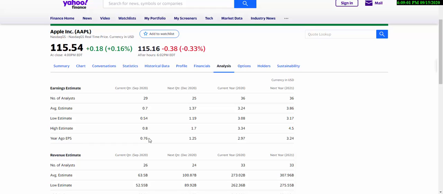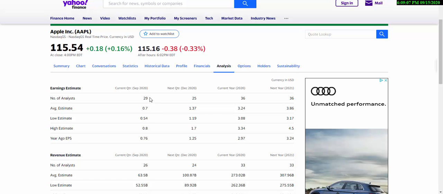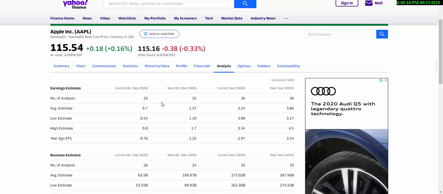The information here is from last year, and this is the average. For example, for the current quarter, a total of 29 analysts estimated on average that the company is going to generate 0.7 earnings per share. For last year's, it was 0.76. So maybe because of the situation that we all know, they don't expect too much from this quarter. That's why they estimated a lower number than last year's.